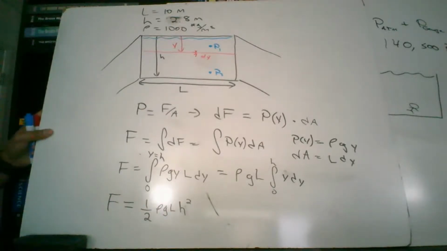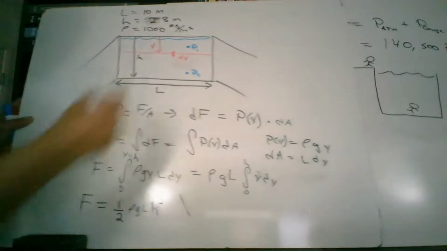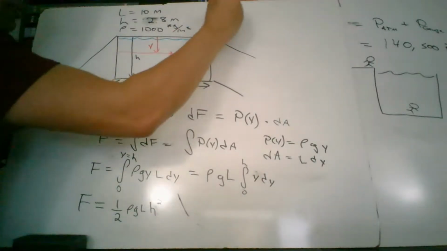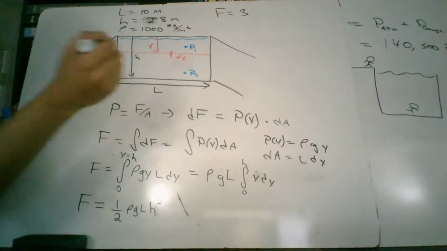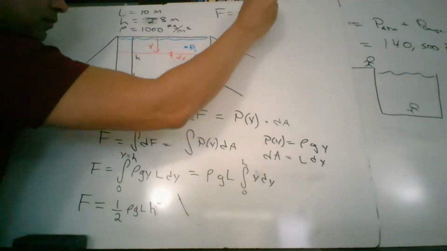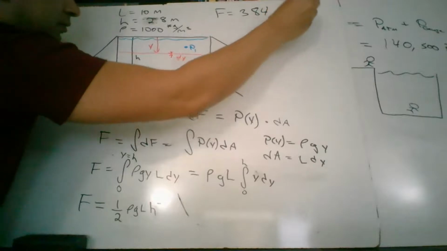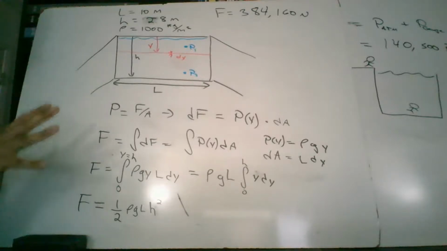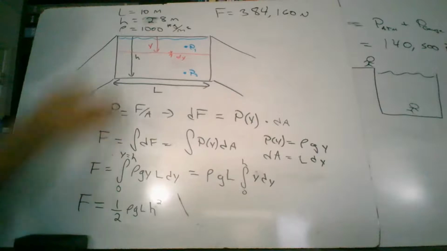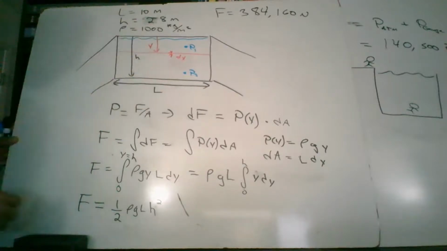I'm going to end up with 384,160 newtons. The force against the wall is going to equal 384,160 newtons. So that's the force that's going to be against the wall. Now, there is another way to do this, but it's going to depend on whether your density is uniform. If your density is not uniform, you can't use this other way. So in this case, it's just water all the way through here, so we're good.